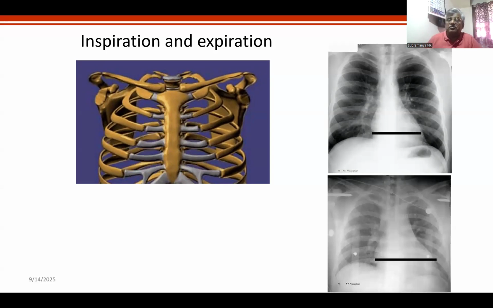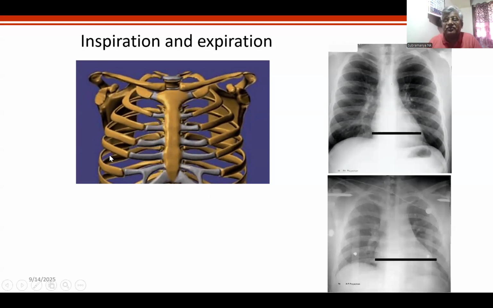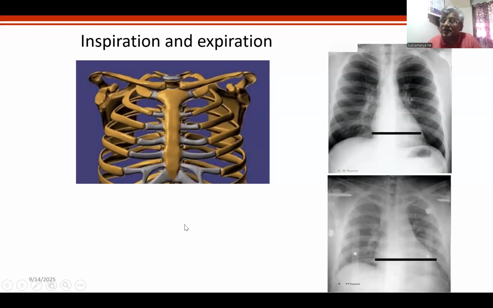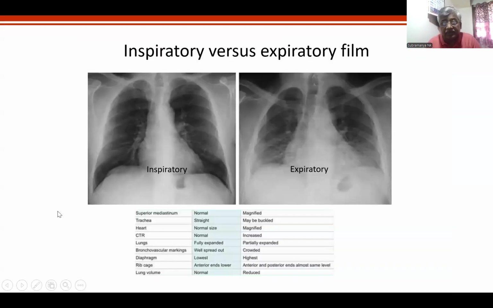That is difficult because you look at this expansion of the chest. That's why I posted this video. If you see there, the movement of the anterior ribs is more than the movement of the posterior ribs. And therefore, in a good inspiratory film, it is easy to identify more anterior ribs than posterior ribs. I'll go further. Now, these are the 5 differences between an inspiratory and an expiratory film.